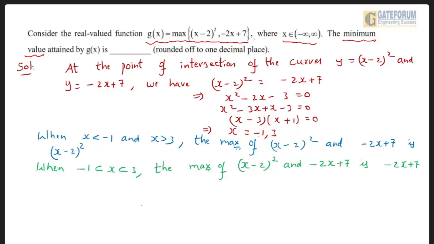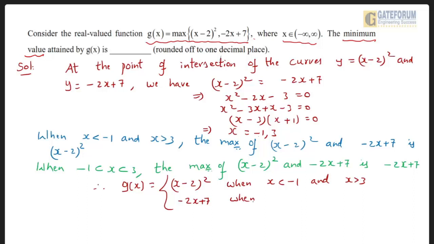Okay. Now, so finally, g of x is equal to, we got the maximum of the two functions in the first interval, x less than minus 1 and x greater than 3, (x minus 2) whole square, when x less than minus 1 and x greater than 3. And the other one is minus 2x plus 7 when x values lie between minus 1 to 3. You know how to find g dash x.